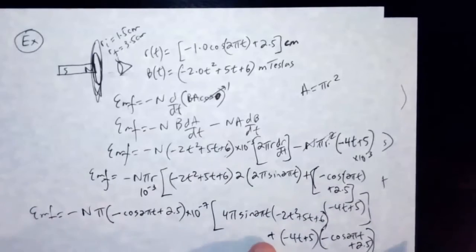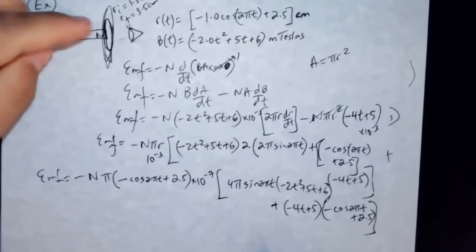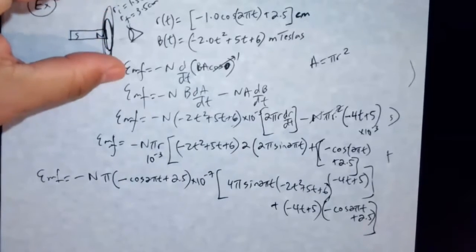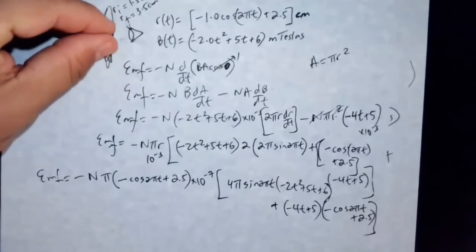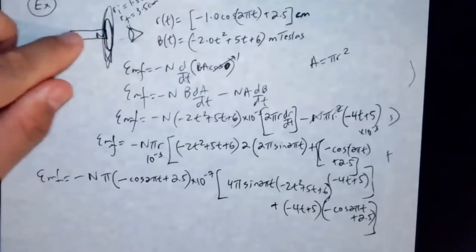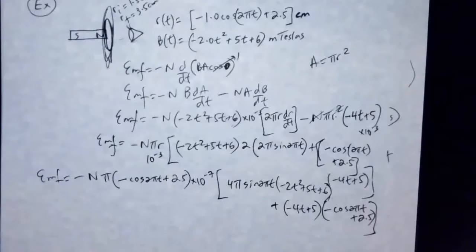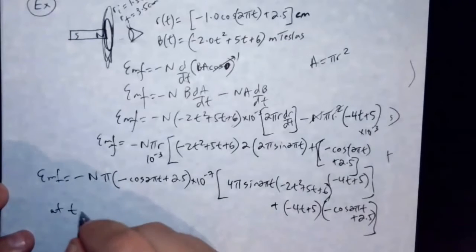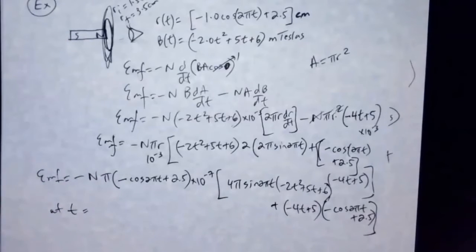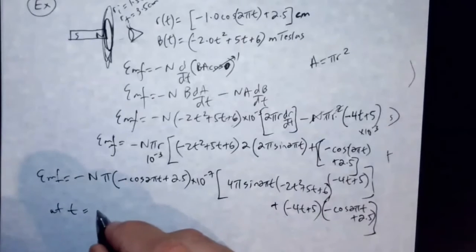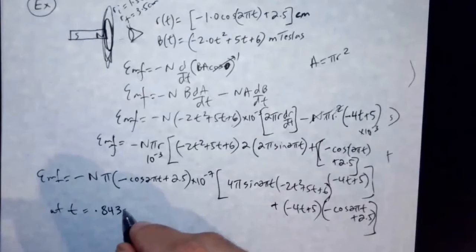So you have some random looking EMF, this one growing and then shrinking, and then the B field changing. So we could find the EMF, for example, at any particular point in time. Let's say at t is equal to some random time, let's say 0.843 seconds.